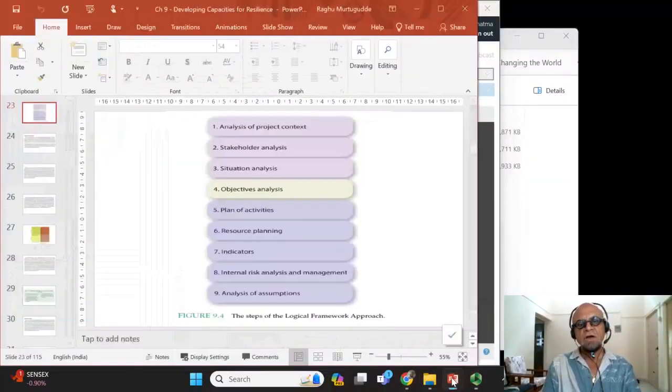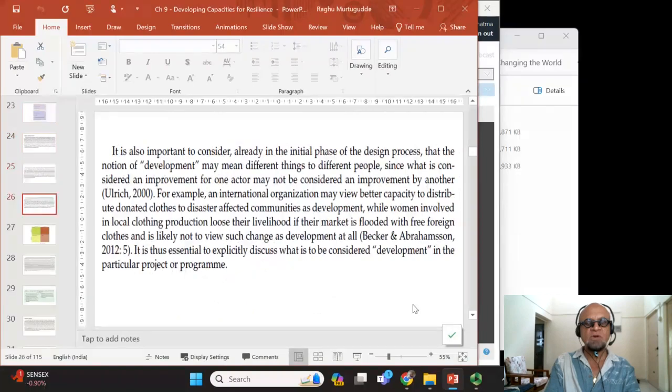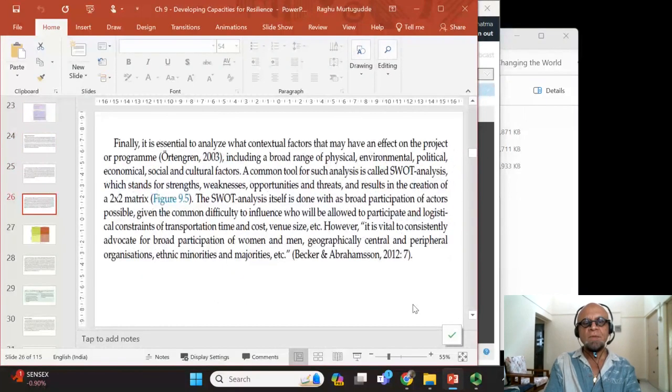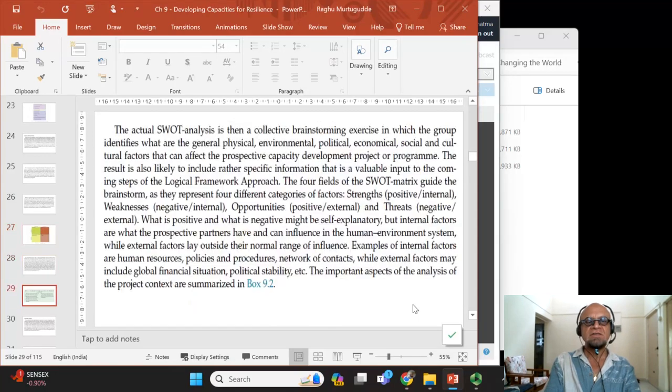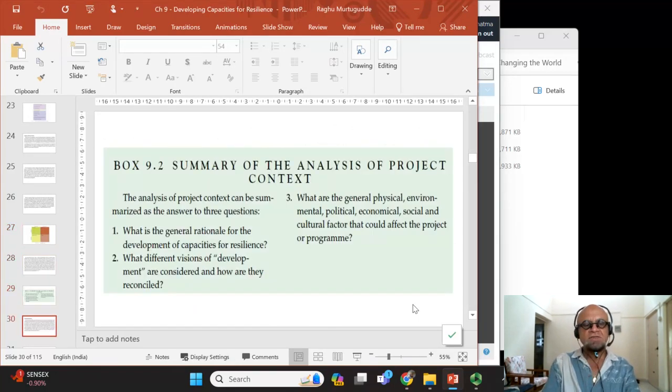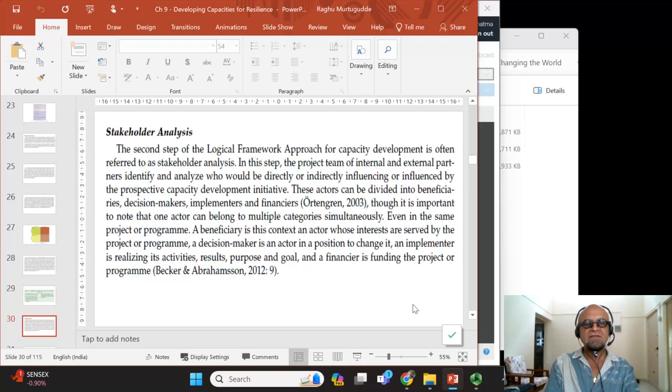So we are in the logical framework approach, and we just looked at analysis of project context, and we brought up SWOT analysis, the strengths, weaknesses, opportunities, and threats analysis. Let's now move on to the so-called stakeholder analysis, which is also very important to make sure that capacity building for resilience in the logical framework approach happens effectively and efficiently.